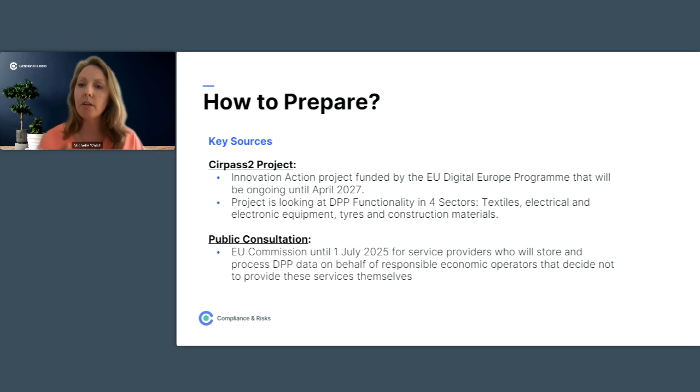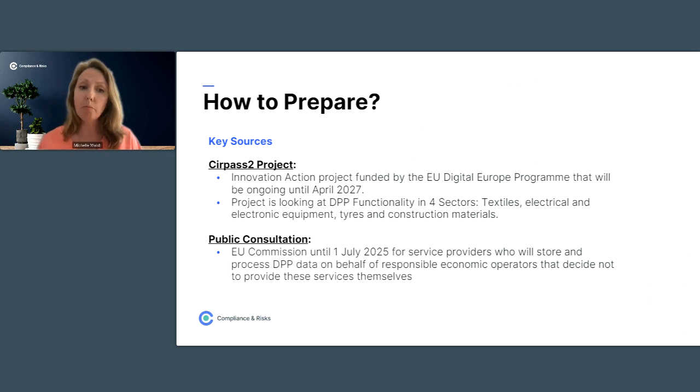Because there's a lot of websites out there just speculating on what's going to be included in the DPP. A really good project is the Surpass 2 project. It's an innovation project funded by the EU Digital Europe Programme, and it's ongoing till April 2027. It's looking at DPP functionality across 4 sectors: textiles, EEE, tires, and construction materials. So that is definitely one to look at, and they're always actively engaging with stakeholders.